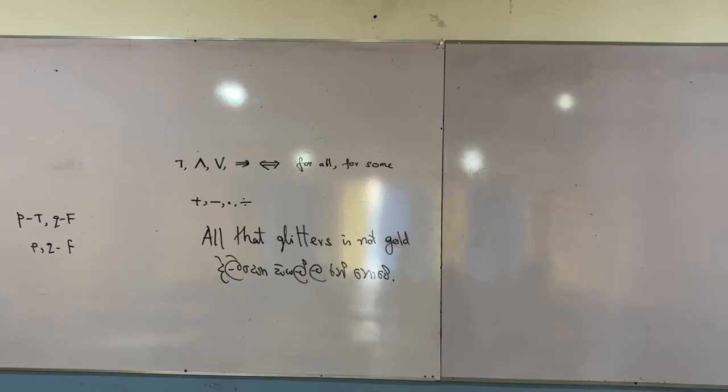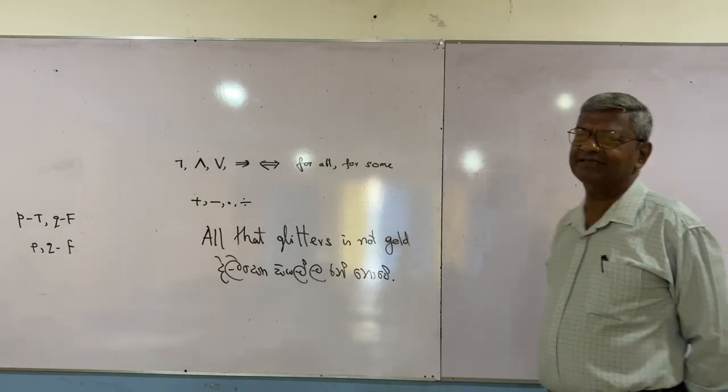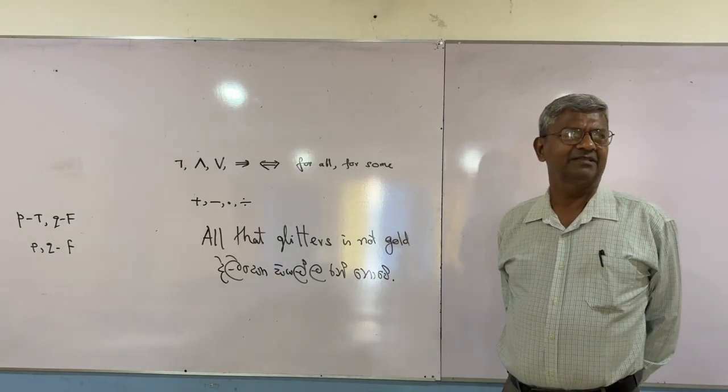The correct statement should be: some that glitters is not gold. Why? This is wrong. It says everything that glitters is not gold. So even gold does not glitter. This one says gold is not gold. But gold glitters. The correct statement should be some that glitters is not gold.